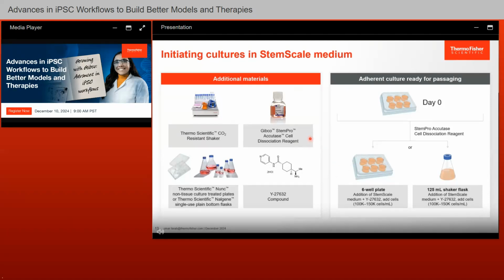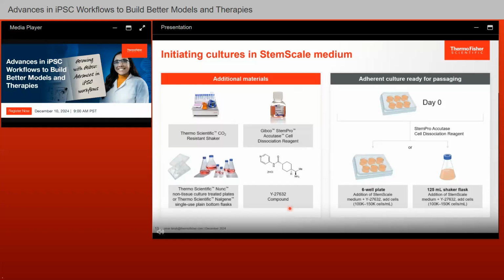And we use the StemPro Accutase here to generate a single cell suspension in order to drive the progression, or the passaging, of the culture forward. Another component that you need here is a ROCK inhibitor. We've tested several different ROCK inhibitors, but the supplementation of the Y27632 compound specifically during the initiation of these 3D suspension cultures allows for the nucleation of these cells into spheroids. So this addition is very, very important.